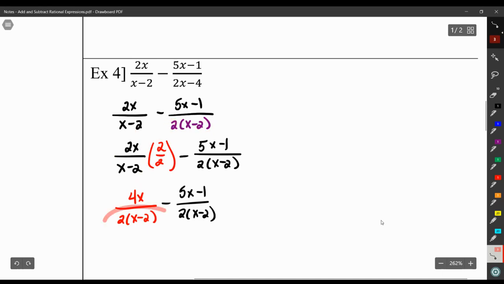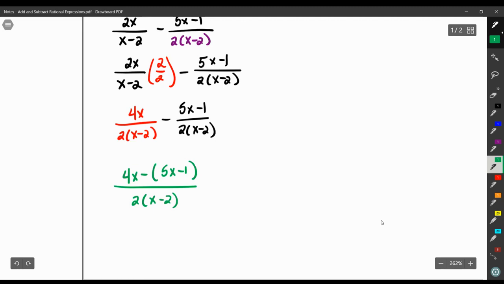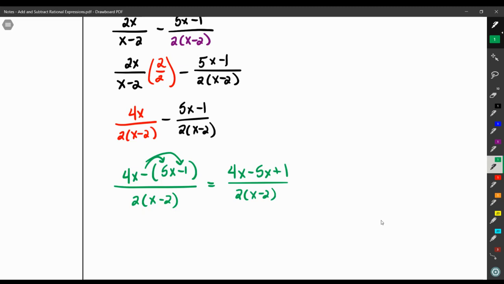Now the next step would be, now that these are the same, we need to subtract the numerators. But remember, when you subtract, we need to be careful with multiple terms. So the 4x will be subtracted by 5x minus 1. Since there is more than one term in that second numerator, we need to make sure we keep parentheses, because we really have to take this negative 1 and distribute it out. And so what we really have is 4x minus 5x plus 1 over 2 times x minus 2. So be careful when you are subtracting multiple terms.